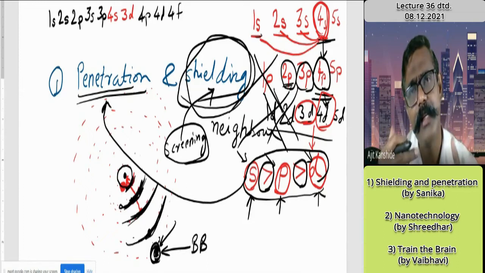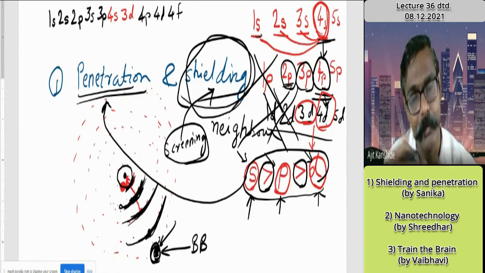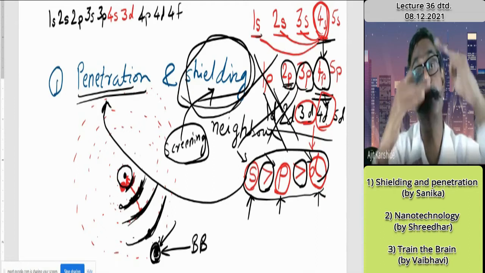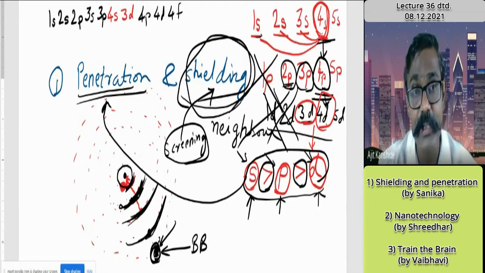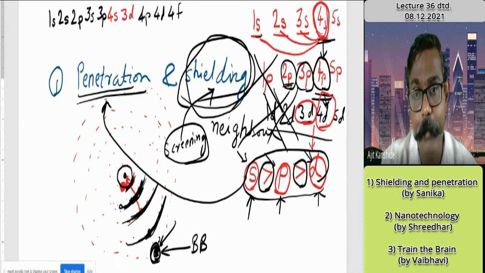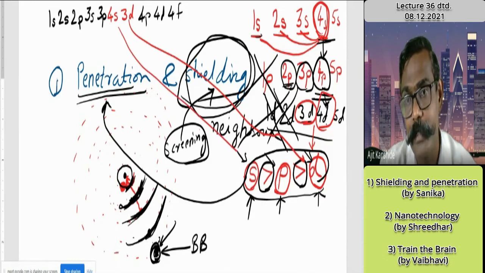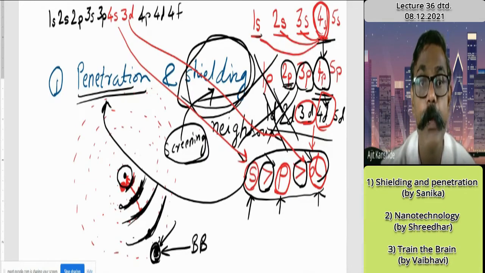Energy is nearby. 3D means, from the namesake, it is the third level, and 4s means the fourth. So don't take that 3 and 4 difference. 3D is near to the 4S. But when it is near, the penetrating ability of 3D is less than that of the 4S. Because 4S is more penetrating, pays more attention, it is more stable compared to 3D. 4S energy is less than that of the 3D.